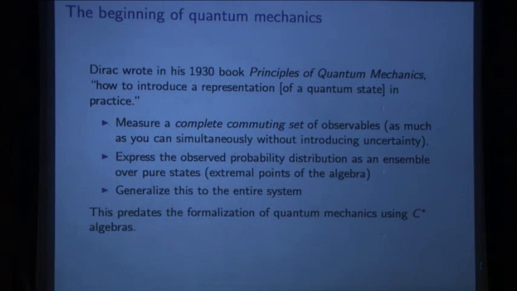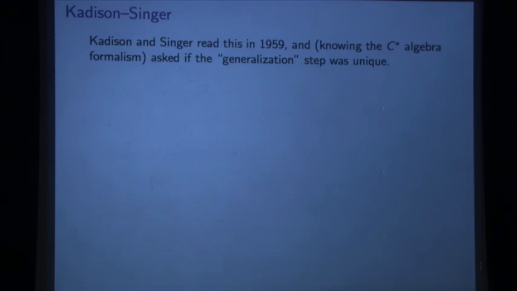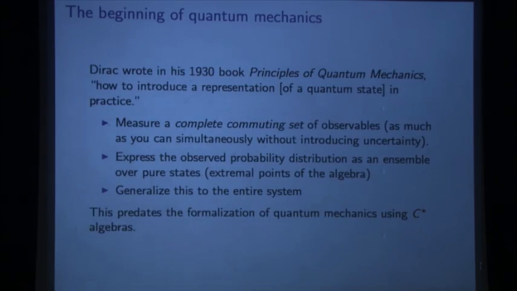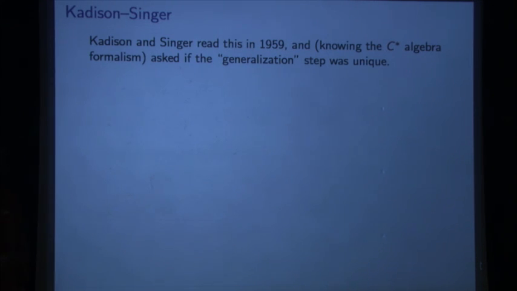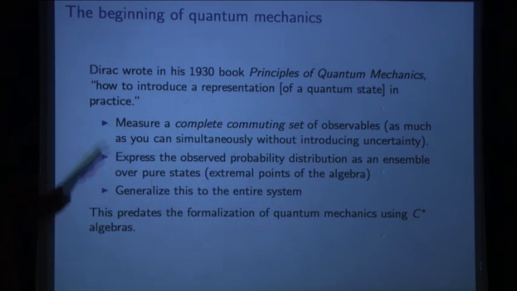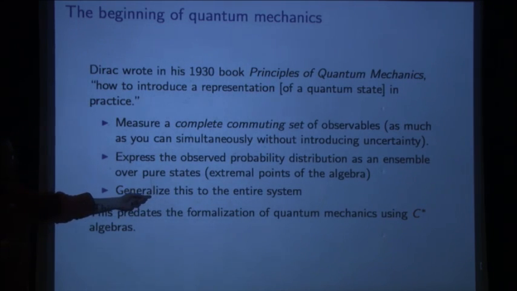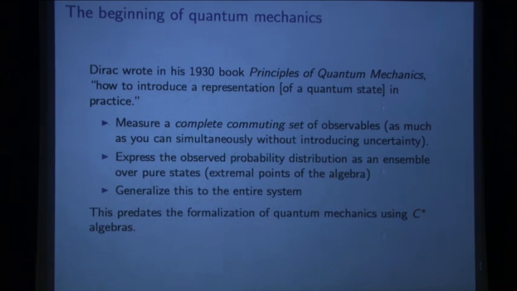And I should say that this predates the formalization of quantum mechanics using C-star algebras, which happened in the 40s. So that's 30 years later. Kadison and Singer were reading this book, and they were deep in the C-star algebra formalism. And they looked back at what he wrote here and said, I'm not convinced that this generalization to the entire system is actually unique. So, I make these measurements. Do I ever have to make a choice as to which generalization I use?